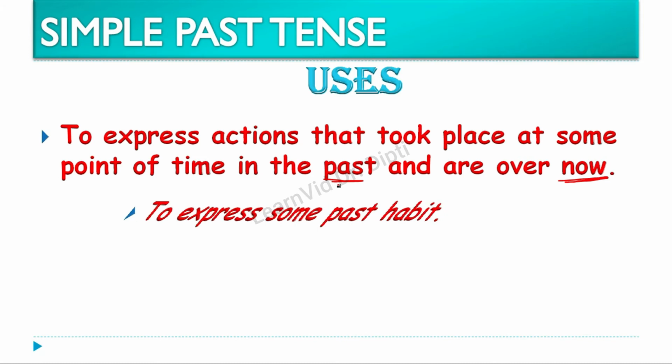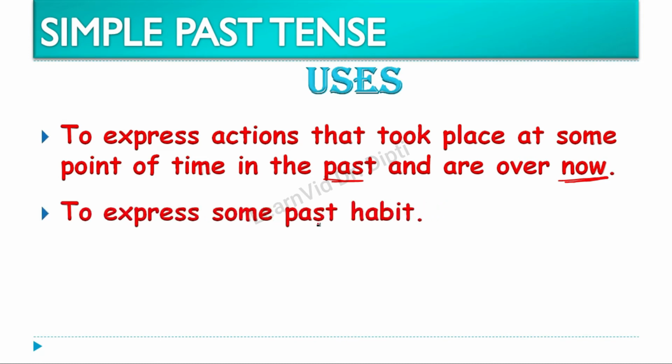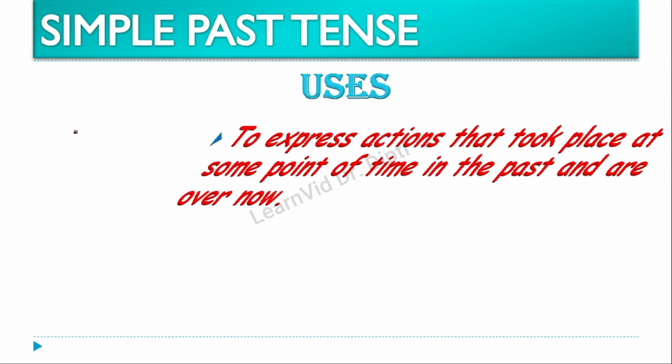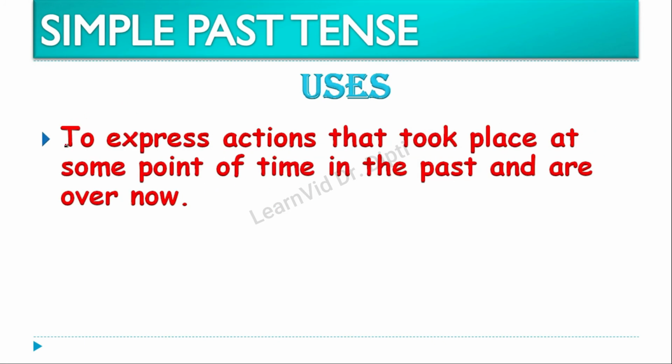Now the another use of simple past tense is to express some past habit. और अब अगला यूज है to express the action that began and ended in the past. जो actions शुरू भी और ख़त्म भी past में हो चुके हैं, उन actions को express करने के लिए हम simple past tense use करते हैं. तो चलिए इन सब uses को one by one बहुत डिटेल में with example study करते हैं. Let us see the first use of simple past tense, that is to express action that took place in some point in the past and are over now.